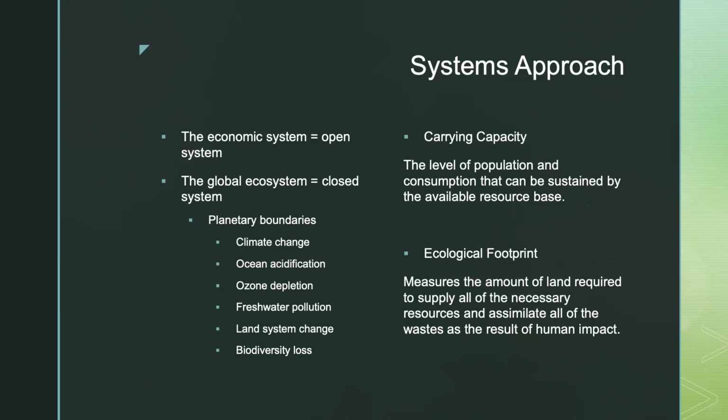Taking a systems approach here would mean that we need to recognize, if we're thinking about modeling the complex world we live in, that the economic system is a smaller subsystem that is open, meaning that it exchanges resources with the system around it. Whereas the global ecosystem is a closed system. It has planetary boundaries that we experience in our own lifetime the negative effects of exceeding, right?